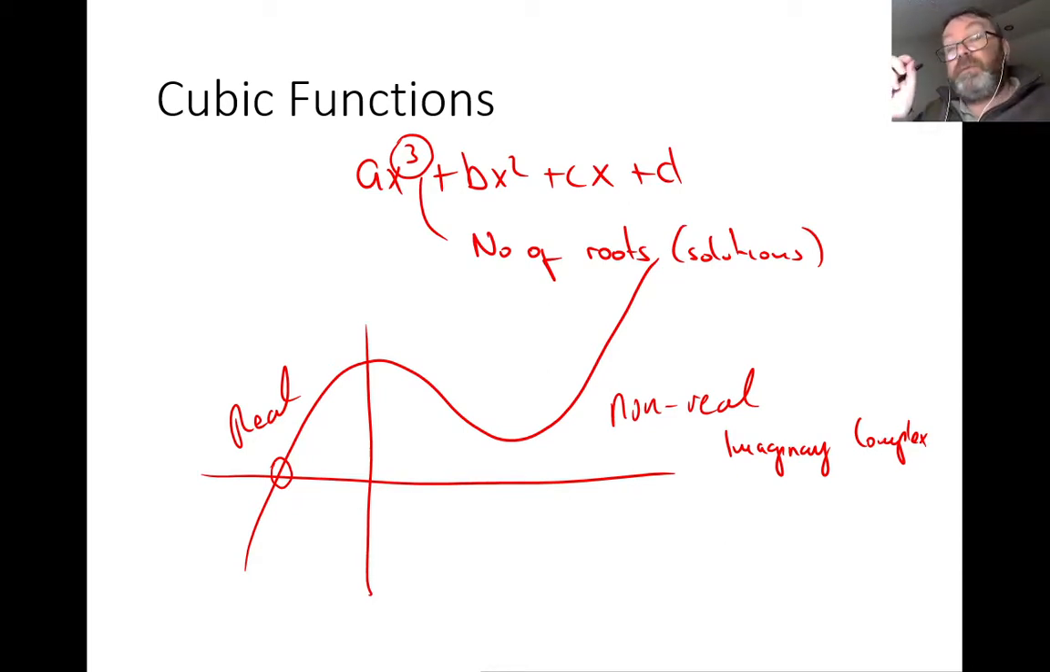But I do just want you to remember that a cubic function has to make contact with the x-axis once, meaning that every cubic function has at least one real root. It may have two or three, but it will have at least one real root.